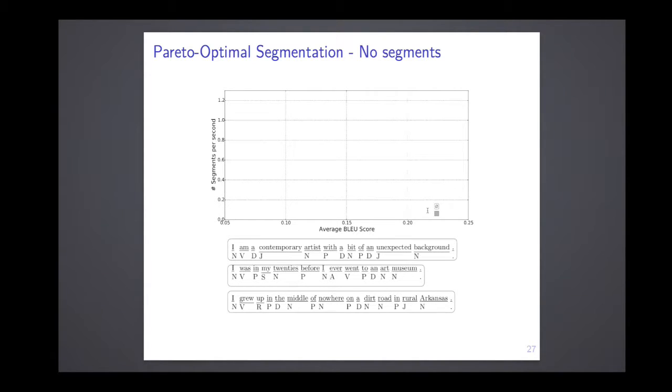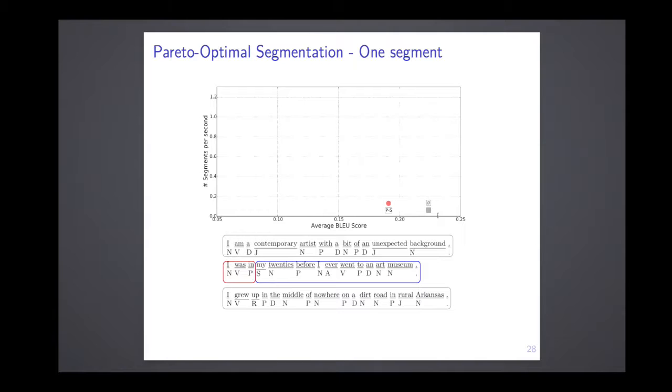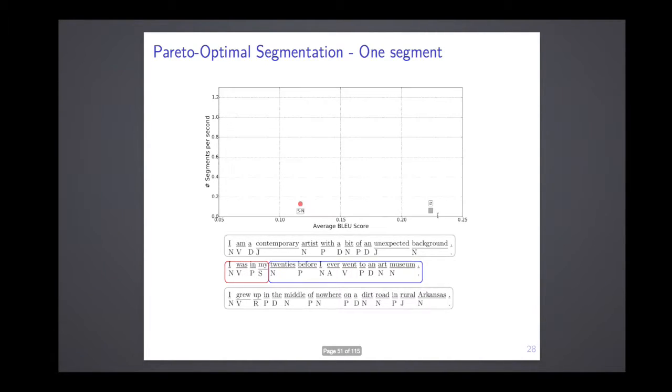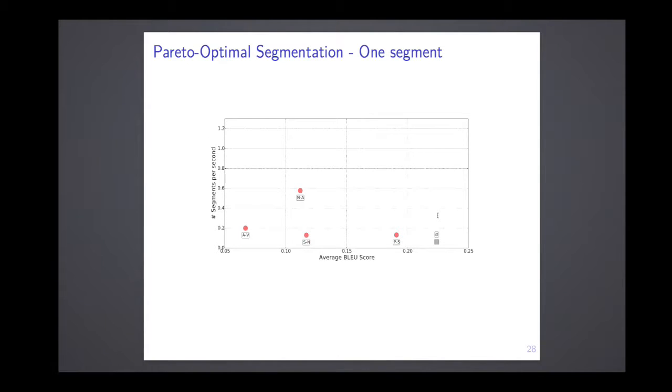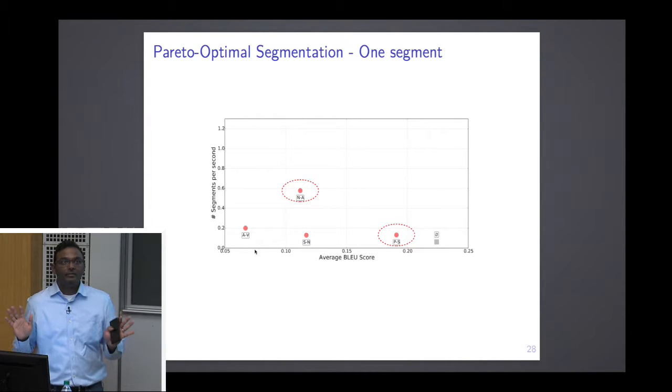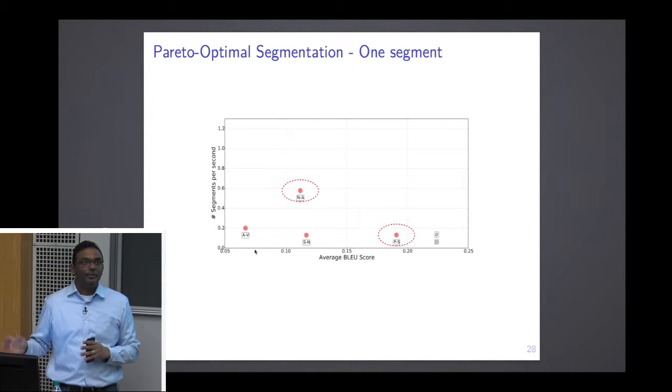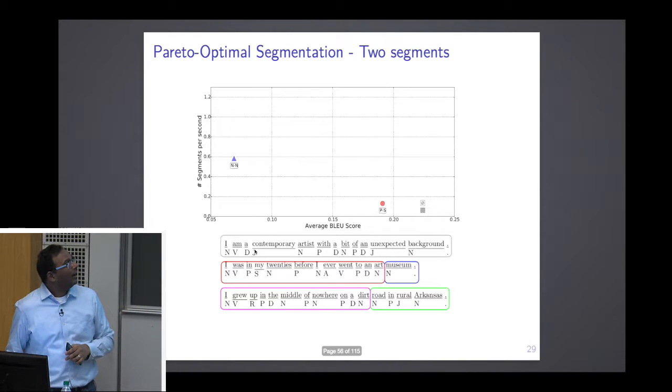That point over here is the one with no segments, so just the sentence boundaries. And then let's say you pick all of the segments with a frequency 1. So that's PS, that's SN, that's AV, that's NA, and that's all of them, right? So if you look at what's on the Pareto frontier, those 2 points, right? So you can see that we can ignore these 2 because they're not better either in speed or BLEU score, so we can just forget about them.